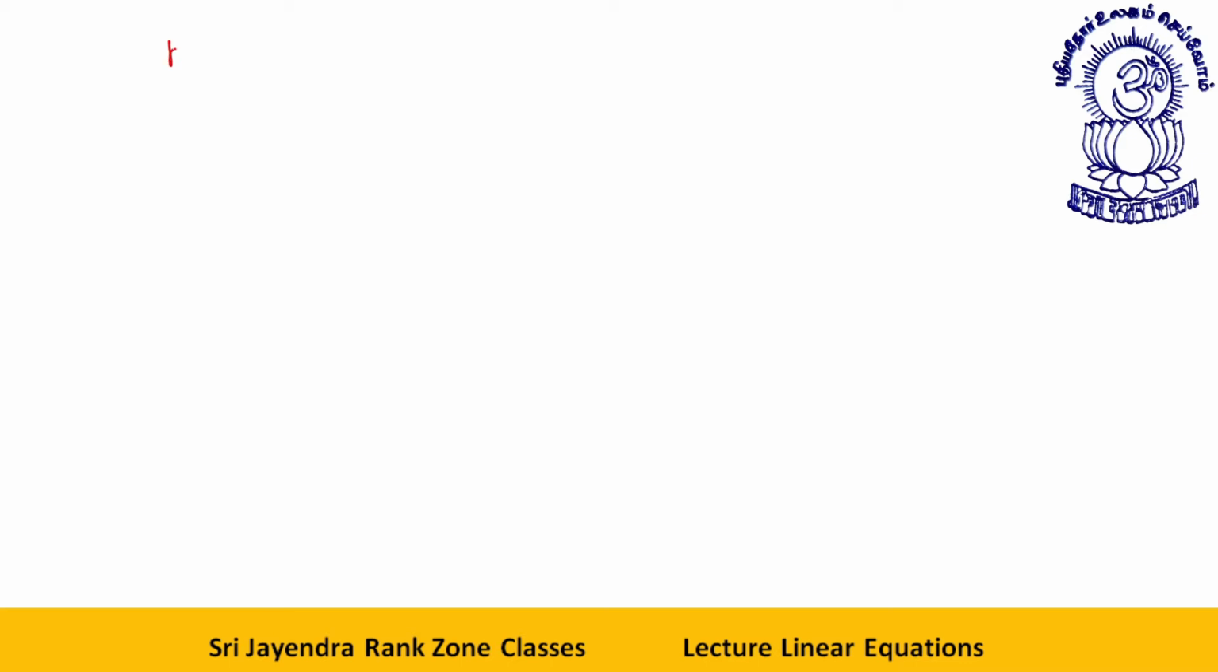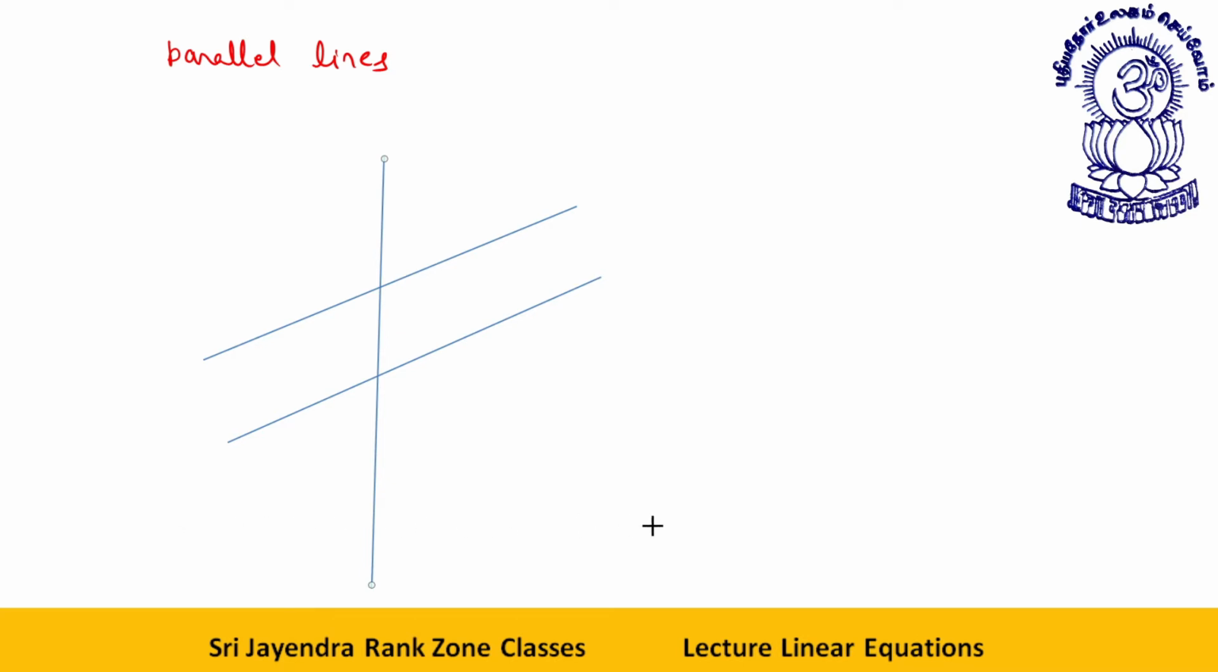Now students, I take you to a concept called parallel lines. What do parallel lines mean? I draw a line like this, and exactly parallel to this, I draw another line. I take this as coordinate axis. I say these are my coordinate axes x and y. This is the y axis, this is the x axis, this is line 1, this is line 2.